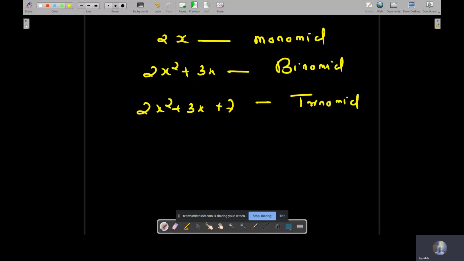So, if there is only one term, we call it a monomial. If there are two terms, it is called a binomial. If there are three terms, we call it a trinomial. This is based on the number of terms. Now, based on degree, suppose it is 2x, only one term is there and its power is 1. So, it is called a linear polynomial.